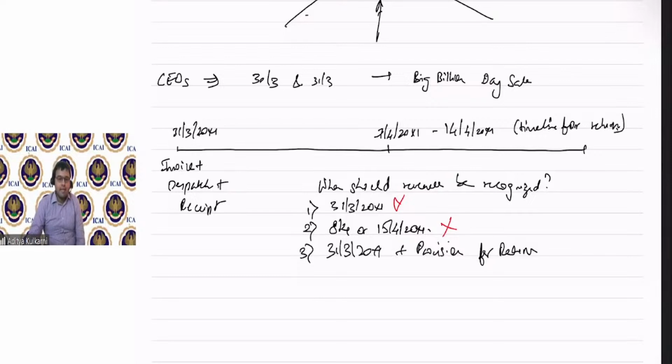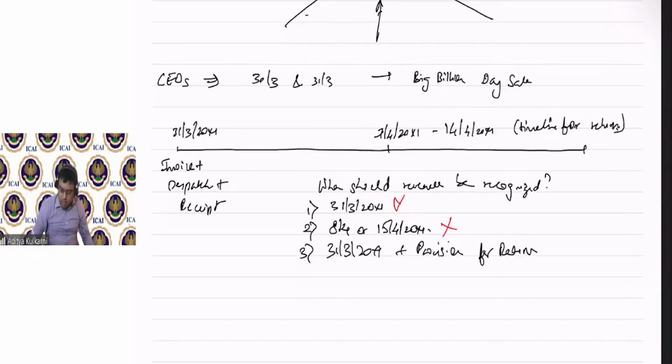Bhai, ye to unreasonable hai. Till 8th April, 15th April, I have sent the goods, the goods have reached, and you are saying I should not book my revenue. Arre, then what is the whole purpose of doing the big billion day sale? I did the big billion day sale so that my sales jack up before 31st March and my profits also go up. But now you are telling me not to book the revenue till 8th April or 15th April. The goods have already gone. Haan, there may be some goods which may return back, but at least 95% of them will have gone through. So this suggestion also is not applicable.